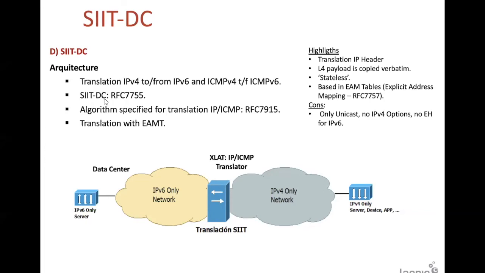CLAT is defined in RFC 7757. I want to tell you that the translation in CLAT happens in a table. The table is called EAM. It is explicit address mapping. You can map one by one, or you can map a full prefix to another prefix.